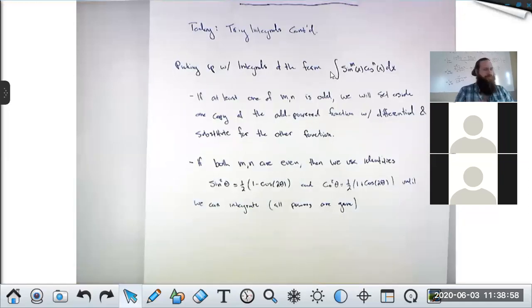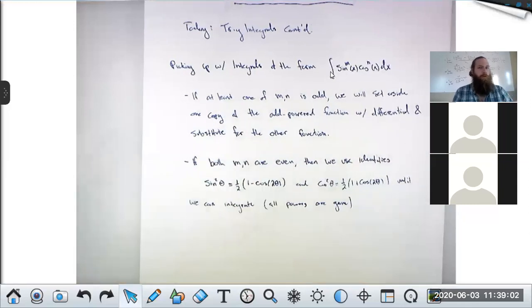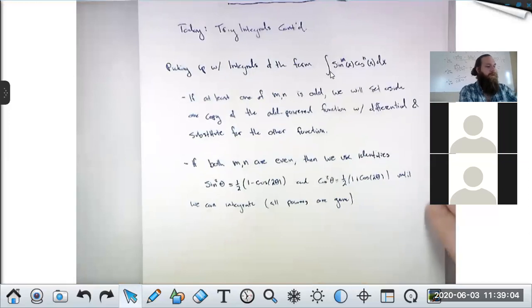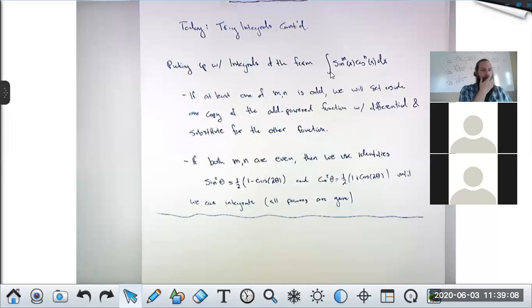Okay, so come back and look at one of these where both powers are odd, and we'll see that there is a little bit of wisdom in picking which one to substitute for, and then we'll look at these. The other integrals we need to look at, of course, are the secant tangent integrals, and we will get there.